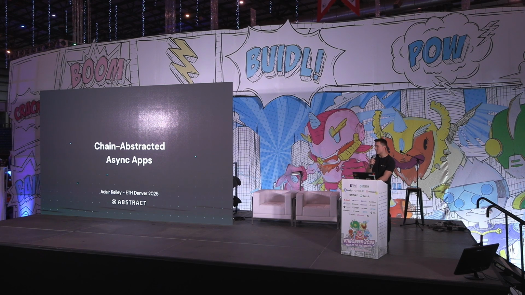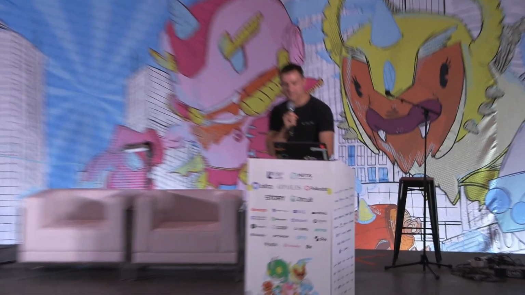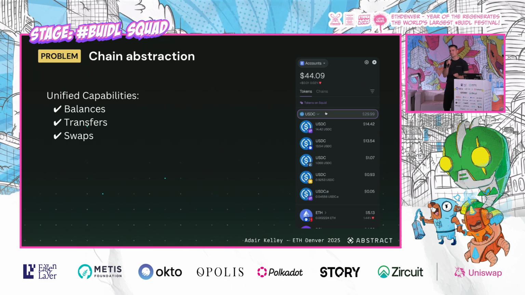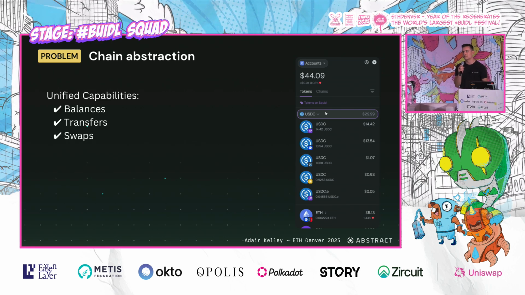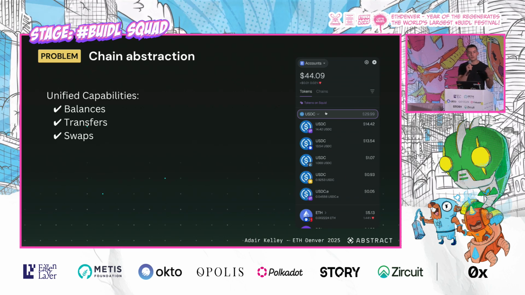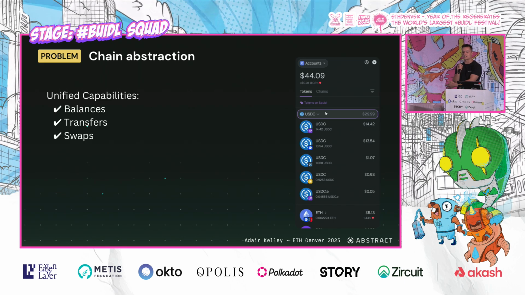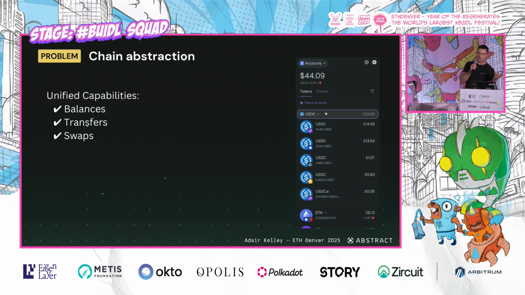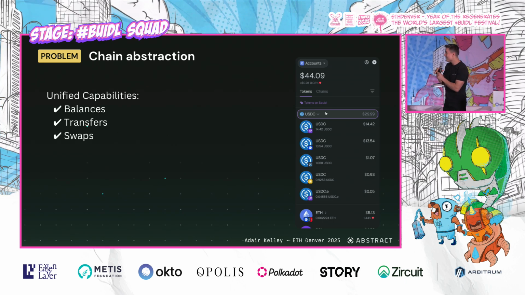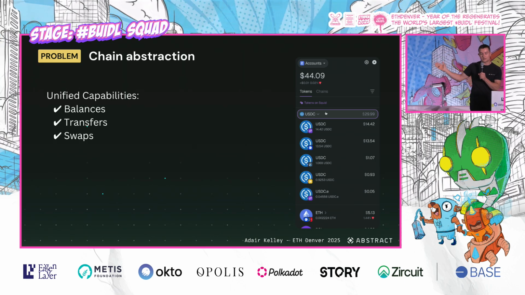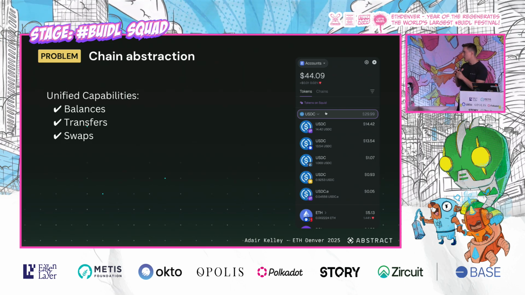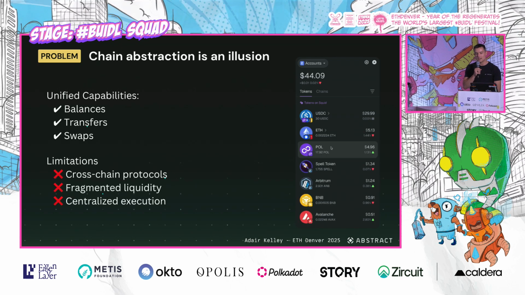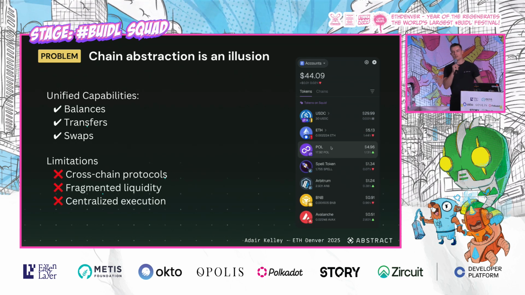Hi, I'm Adair Kelley, co-founder of Abstract Money, and I'm here to talk about some really cool application architectures. So, who here knows chain abstraction? Raise your hand if you've used a chain abstraction solution in the last 2 weeks or a few months? No? Okay, well, chain abstraction unifies your balances, allows you to transfer assets across multiple different chains quite easily, and swap any asset in your wallet for another. So the GIF, this is supposed to be a GIF here, but you'll see that my balance of USDC is unified across all of the chains and hidden from me as a user. However, chain abstraction is an illusion.